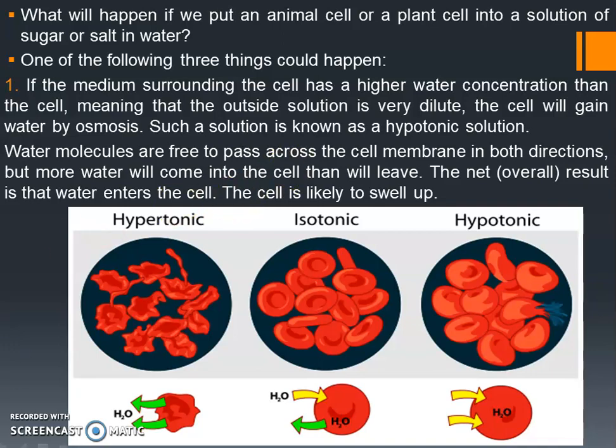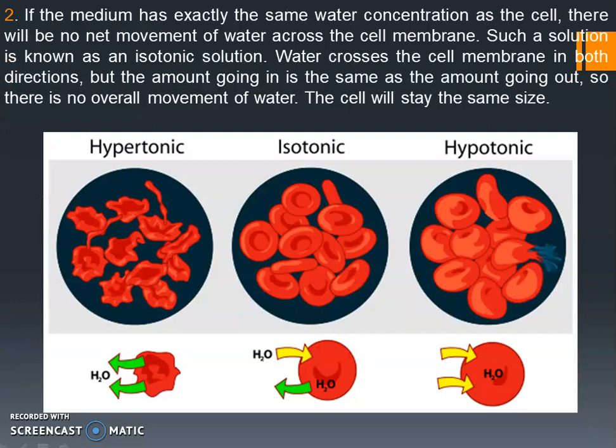Clear? Now let us move on to the next one, which is the isotonic solution. Here the medium will have exactly the same water concentration as the cell. Okay, സെല്ലിന് എത്രയാണോ വാട്ടർ ഉള്ള അത്രത്തോളം വെള്ളമായിരിക്കും ആ സൊല്യൂഷനിൽ ഉണ്ടാവുക. So there won't be any net movement of water across the cell membrane.